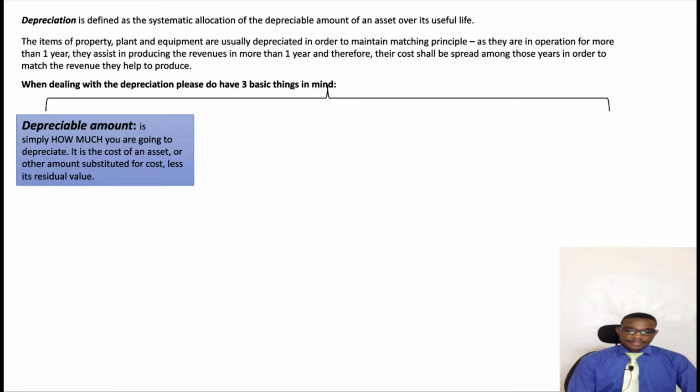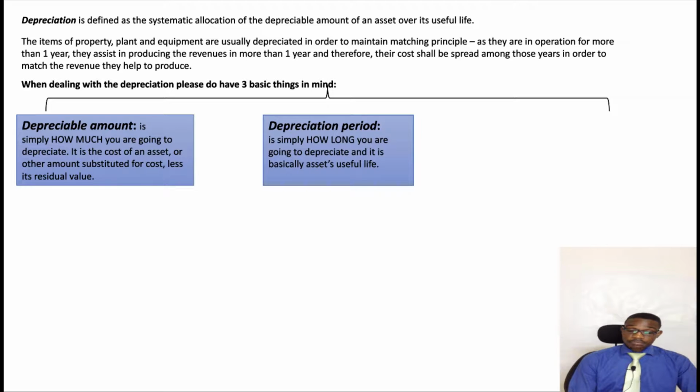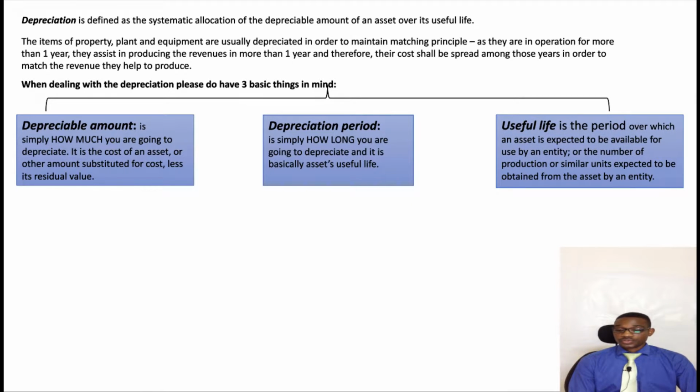The second point is the depreciation period. It is simply how long you are going to depreciate. It is basically the asset's useful life. And useful life is the period over which an asset is expected to be available for use by an entity, or the number of production or similar units expected to be obtained from the asset by the entity.